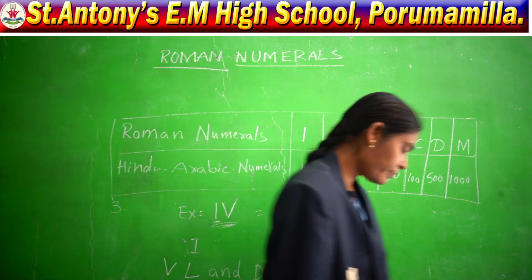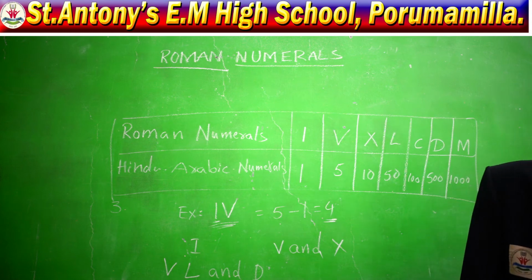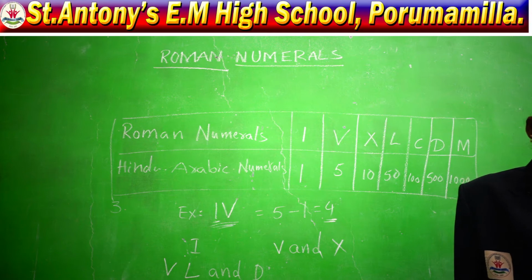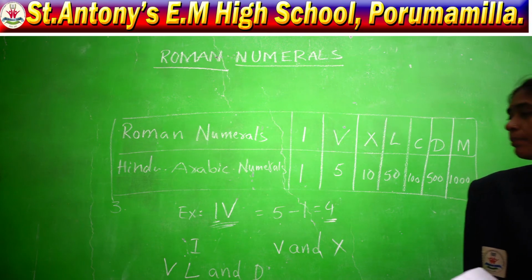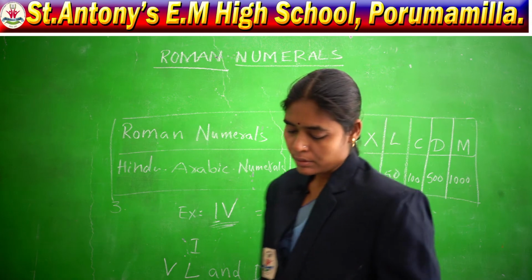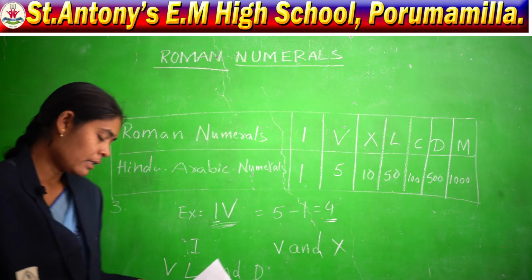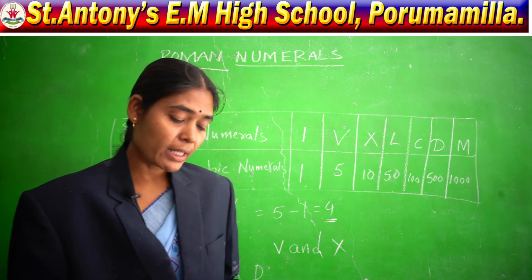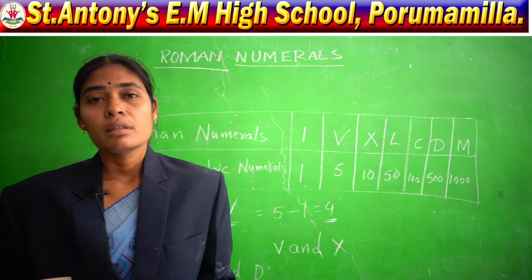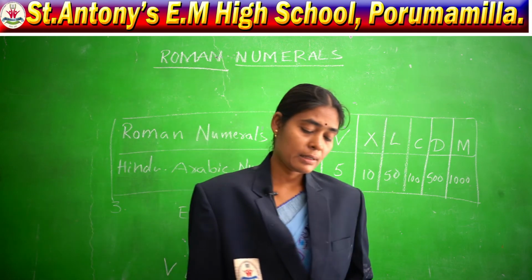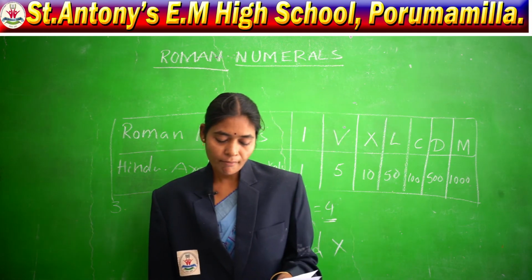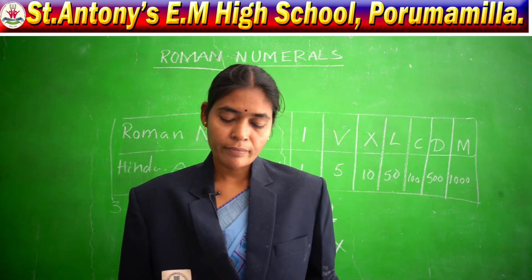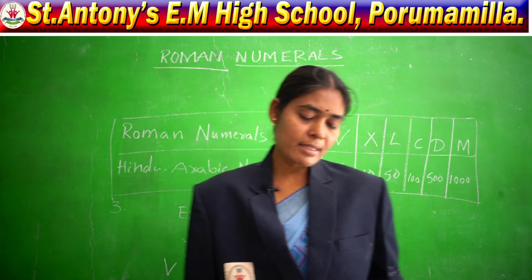Next point: 10 can be subtracted from L and C. 10 can be subtracted from L and C. Next point: 0 cannot be represented in the Roman numeral system.